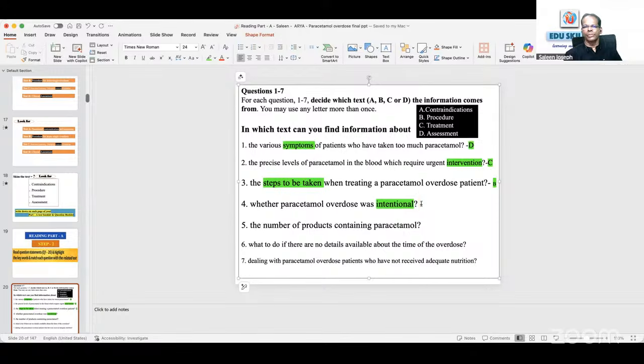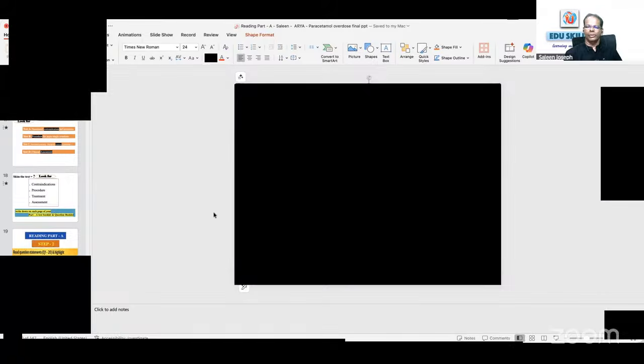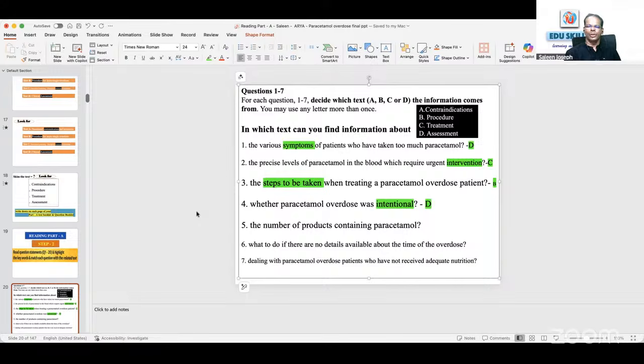Is the person sure the overdose happened? What was the quantity, the quantum of the overdose? Okay. Number 5, the number of products containing paracetamol.